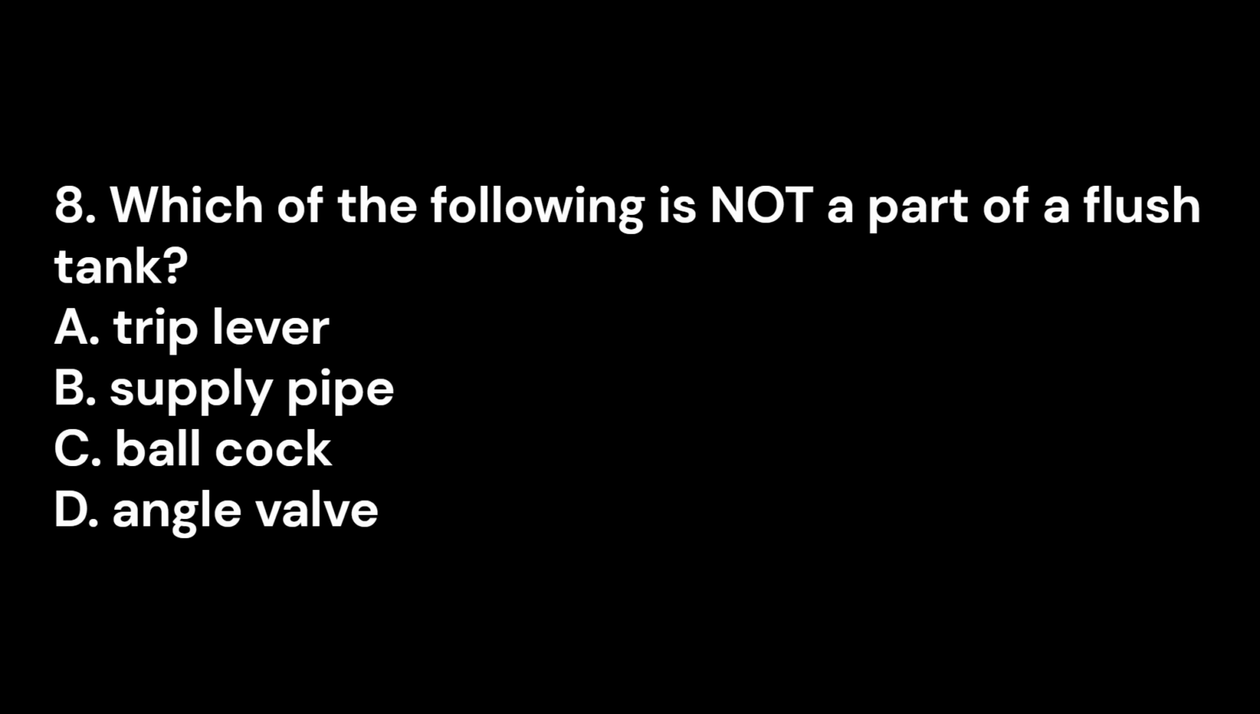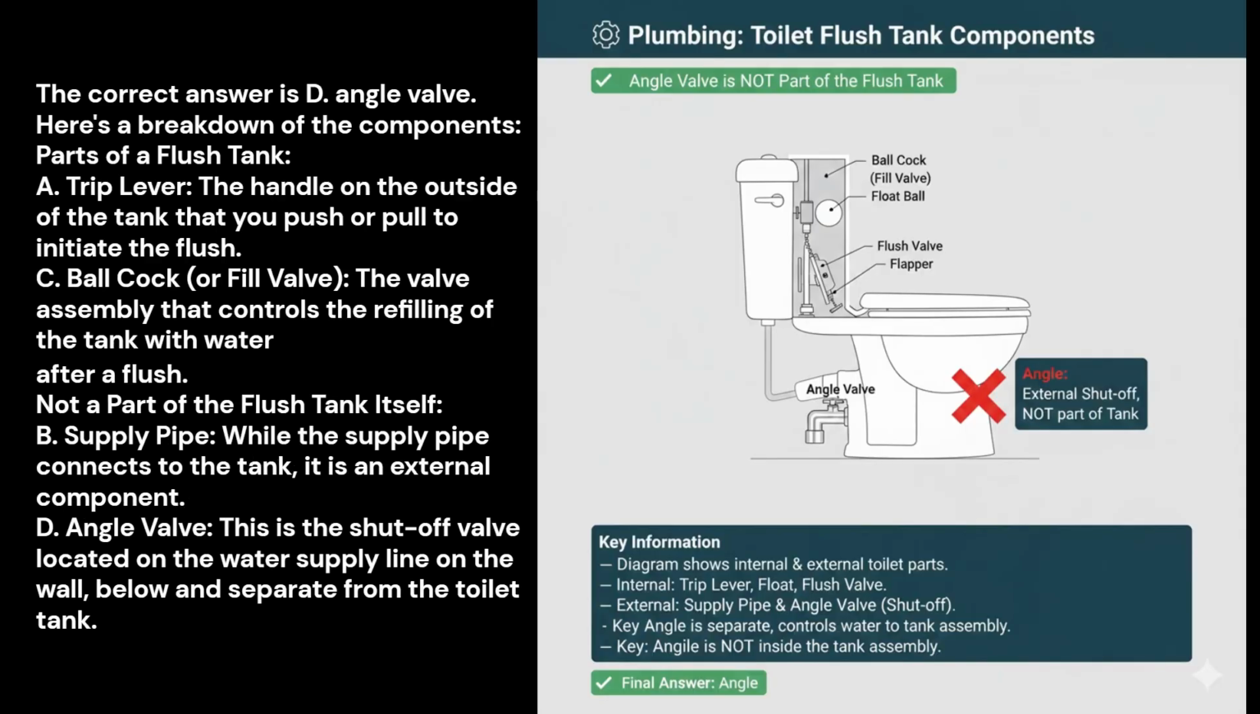Number 8. Which of the following is not a part of a flush tank? A. Trip lever. B. Supply pipe. C. Ball cock. D. Angle valve. The correct answer is D.